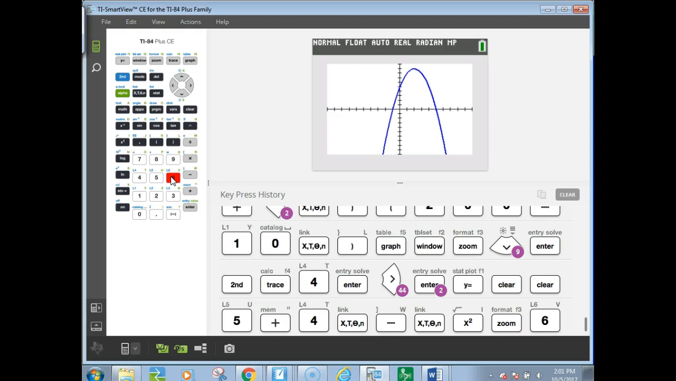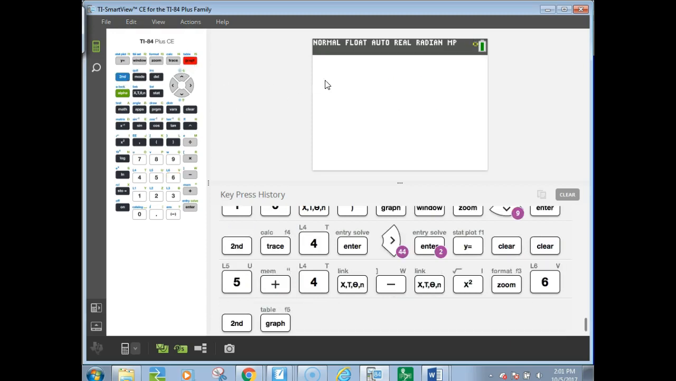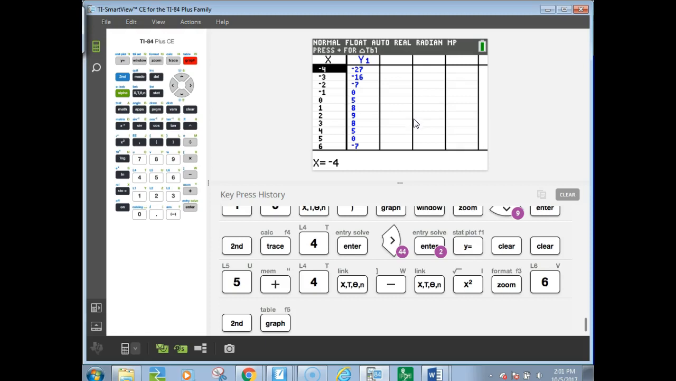All right, now what they meant by going to the table. So right now you can look at this picture here. You can see the vertex here is at 2, 9. And then you can go second graph, and it'll give you a table of values. You can actually find that vertex at 2, 9, and then notice that above the 9 there's an 8, and below it there's an 8. That's the symmetry of this graph.